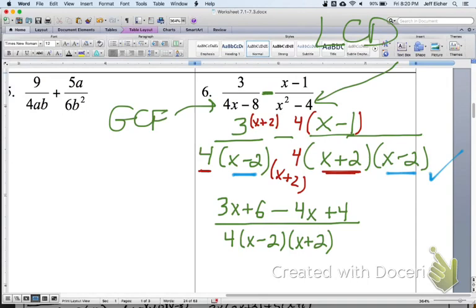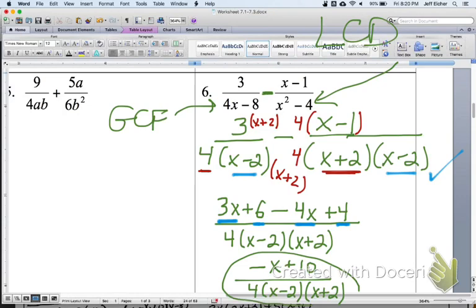And then I have like terms. This 3x and 4x, I can subtract those. The 6 and the 4, I can add those. So it looks like our final answer would be negative x plus 10 over 4 times x minus 2 times x plus 2. And that would be our final answer.